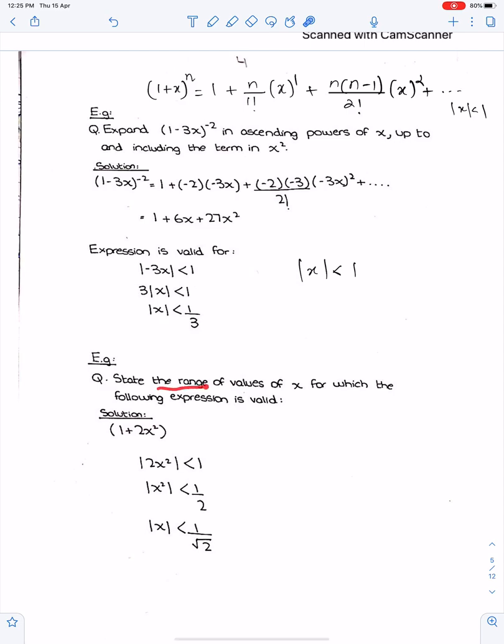Example. State the range of values of x for which the following expression is valid. Again use this thing, modulus x less than 1. When you replace x by 2x square, you'll get this thing. Now you have to work for modulus x. Bring this to outside the modulus, divide this to here, and just take a square root on both sides. When you take a square root on both sides, you'll get this thing. Modulus x is valid for less than 1 upon root 2 values.